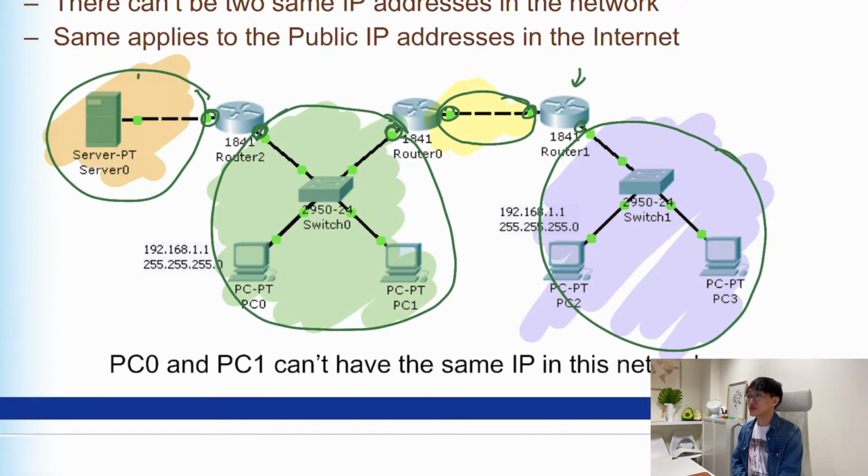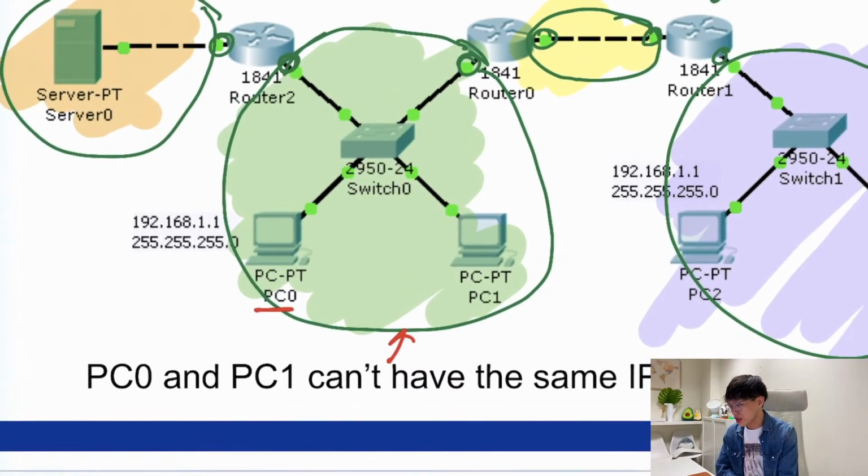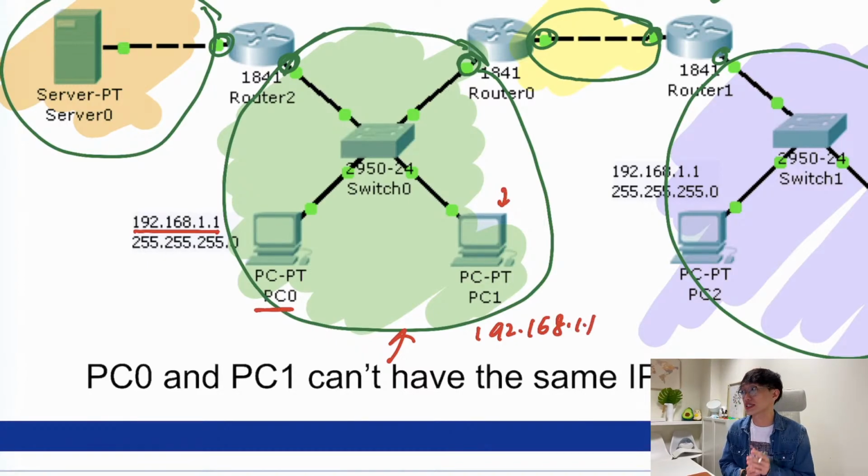Okay, now rule number 1 says in the same LAN, you cannot use the same IP. Otherwise you will have a problem called IP conflict. So look at this green color example. I have PC0 here. PC0 IP is 192.168.1.1. This is a static IP that I assign to PC0. Based on rule 1, this PC1 cannot use the same IP. So if I go here and type 192.168.1.1 for PC1, this is wrong because it's the same IP.